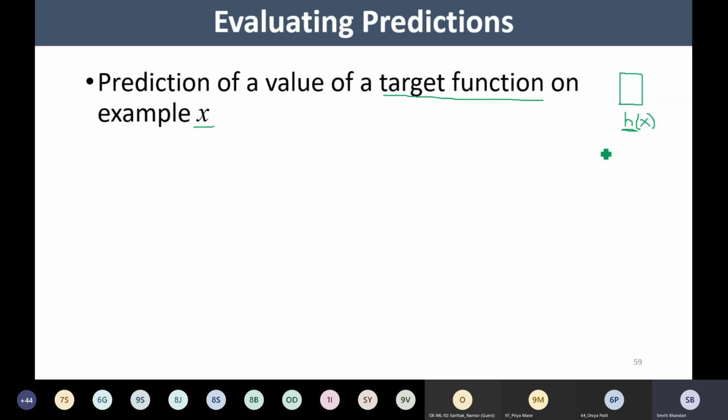So I'm ready with my hypothesis. I'm ready with my function. So what next? Once my model is ready with me, what am I going to do next? I'm going to present some unknown sample x, and my model should predict the output for this unknown sample x. Am I clear?